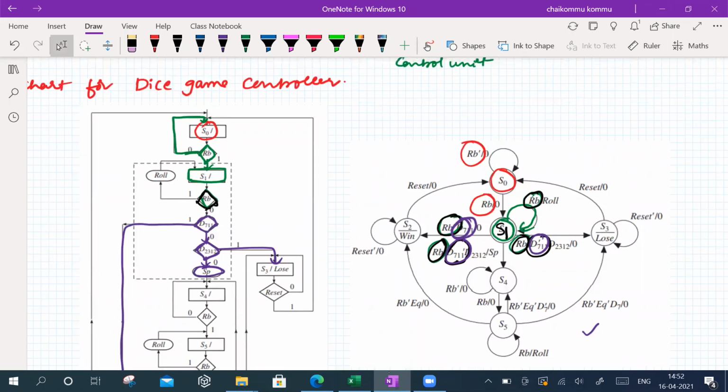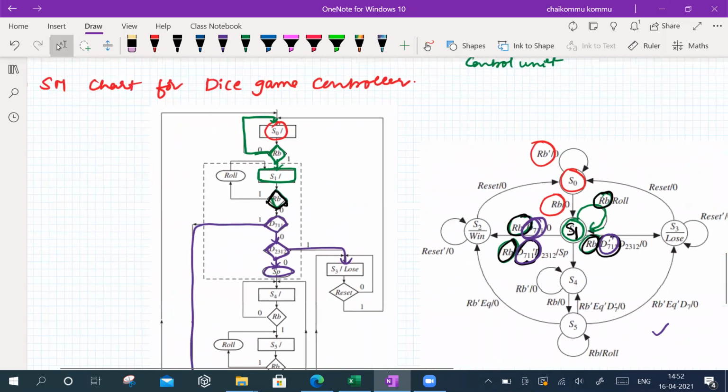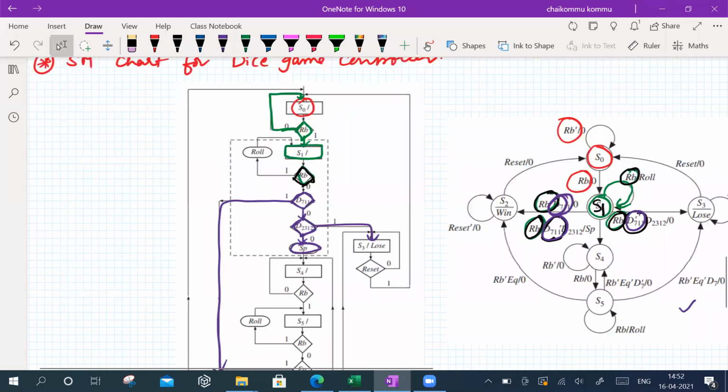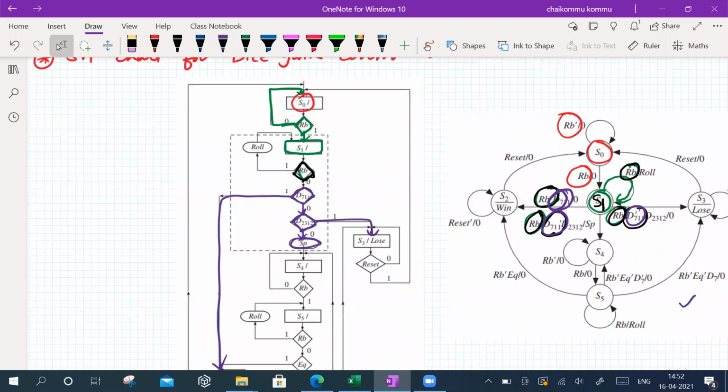If you understand the state diagram carefully, the SM chart is also very simple to understand. Actually it is not necessary to draw the state diagram first; we can draw the SM chart directly. That is the advantage of using the SM chart. But in the conventional way, I have developed the SM chart based on the state diagram. So this is what we have to do.